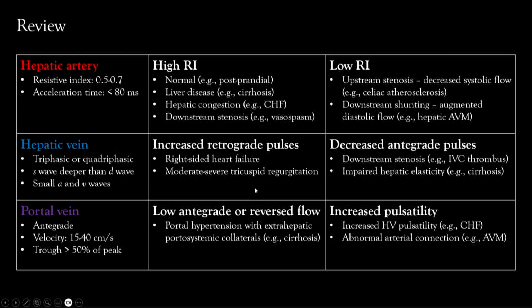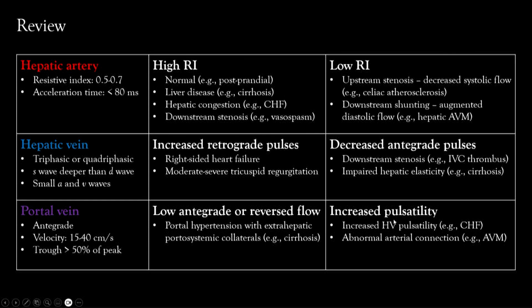And then finally, the portal vein. So you should normally see antegrade flow, velocity of 15 to 40 centimeters per second. And then the trough, or the lowest velocity, should generally be 50% or higher of the peak. When it drops below that or changes direction, that's an indication of increased pulsatility. So when we see low antegrade flow or reverse flow, we're thinking that this patient has portal hypertension, and there's some sort of extrahepatic portosystemic collateral where the blood is being shunted, though, as we saw in that one case, sometimes the collateral is inside the liver or rising from inside the liver, in which case the rules are violated.